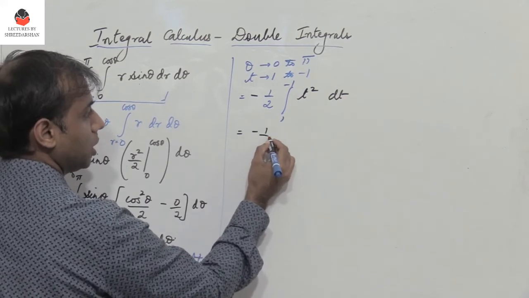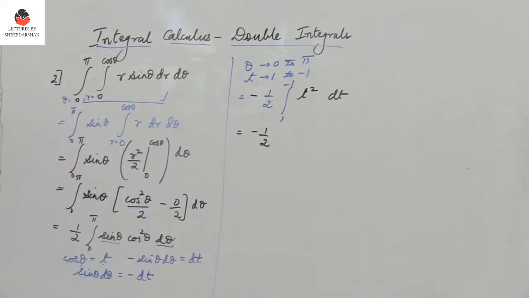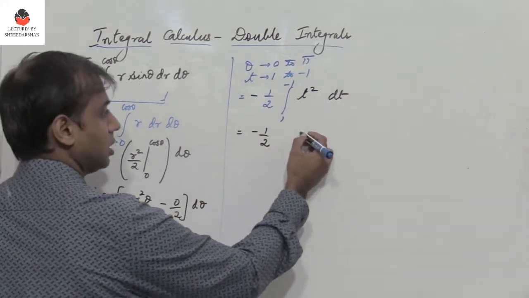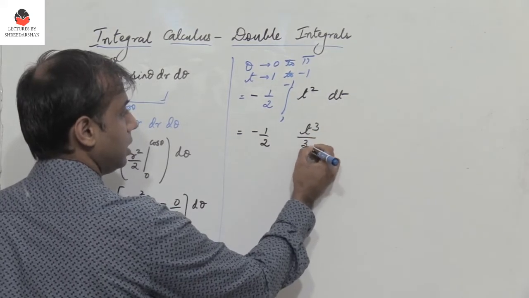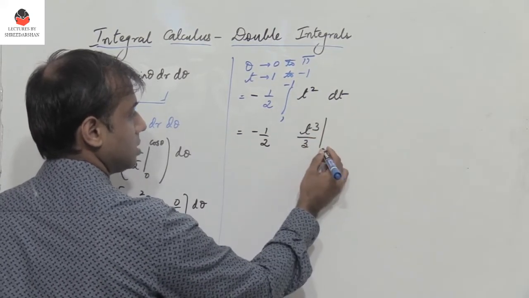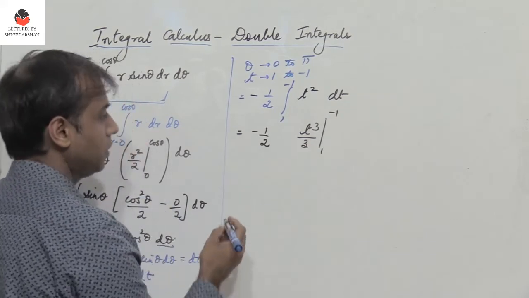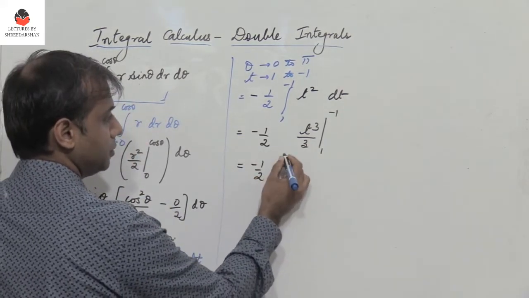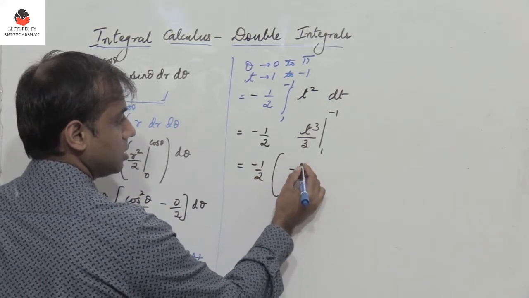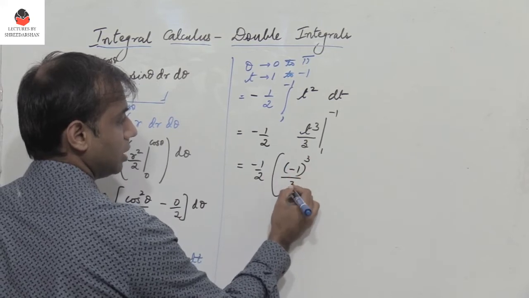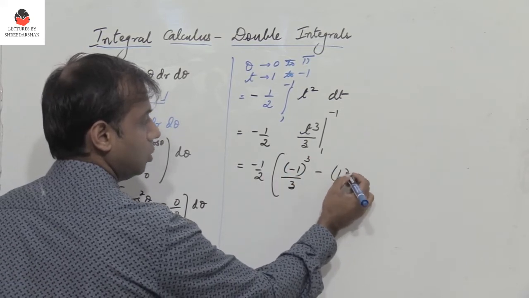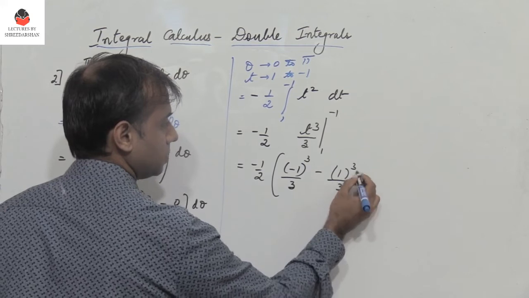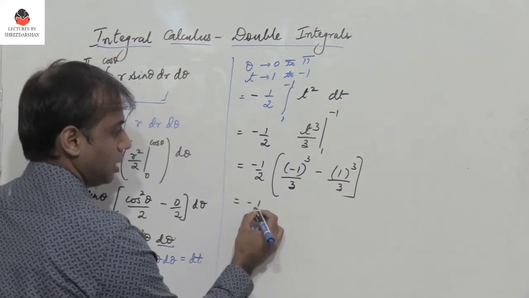So you have minus 1 by 2 integral t square. So our integral t square is nothing but t cube by 3 with the limits varying from 1 to minus 1. So this is minus half. You have minus 1 the whole cube by 3 minus 1 the whole cube by 3. So you get minus half.